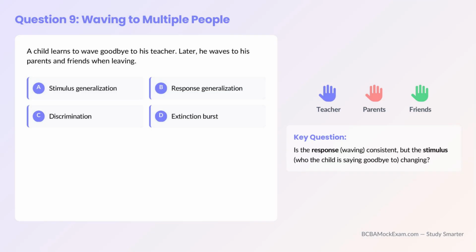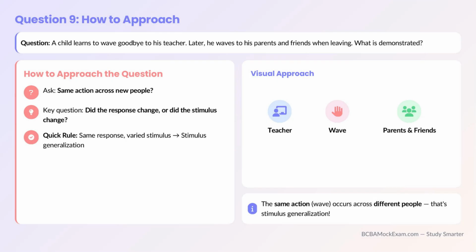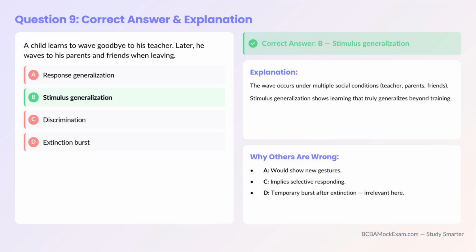That's stimulus generalization. The response, waving, stayed the same. But the context changed. Teacher, parents, friends. The behavior generalized to new stimuli, new people, new settings. That's stimulus generalization. The correct answer is B, stimulus generalization. The same gesture now appears under multiple social conditions. That's how real-life learning works. The skill extends beyond training. If the child had used a new gesture, that would be response generalization.